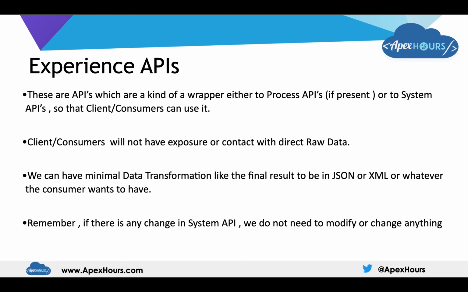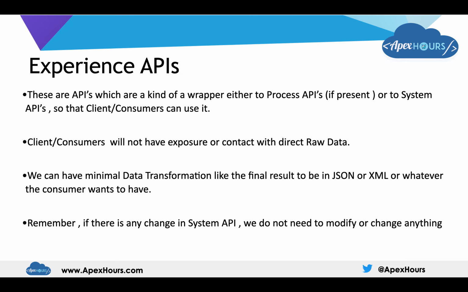In the experience API, sometimes we might have minimal data transformation. For example, there are two different consumers: one wants the same data, like order details, exposed as JSON, and the other wants it in XML format. But the end result is that they want to get the order status. So you can use one experience API with just one minimal data transformation in it, and expose it.